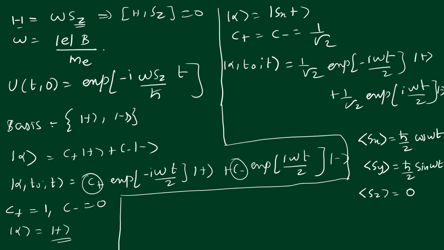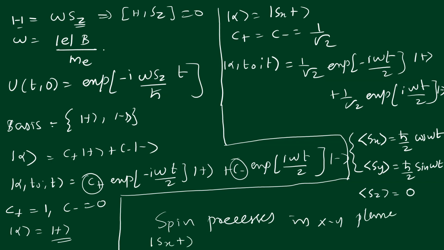So the explanation is that the spin actually precesses in the xy plane. This is the reason why even if we start with the state ket Sx plus, after some time it picks up a component along ket Sx minus, etc. And the oscillation of the expectation values is in agreement with what we discussed when we talked about the time dependence of expectation values.